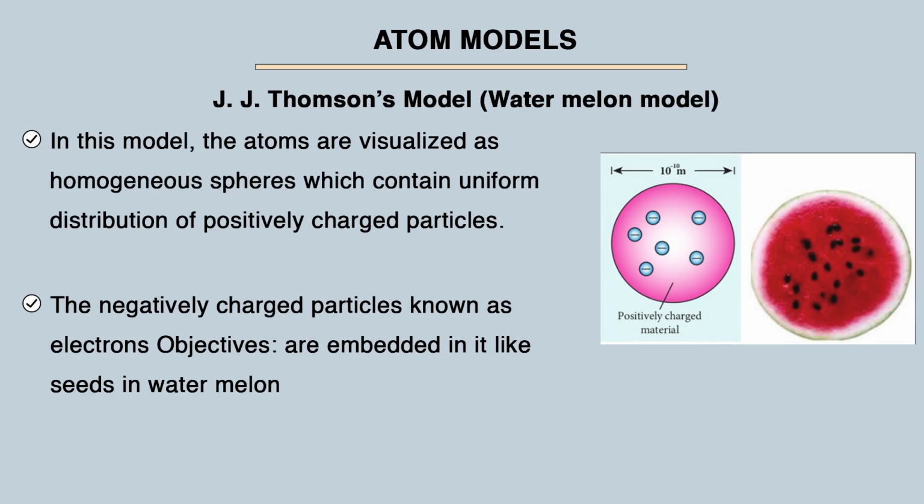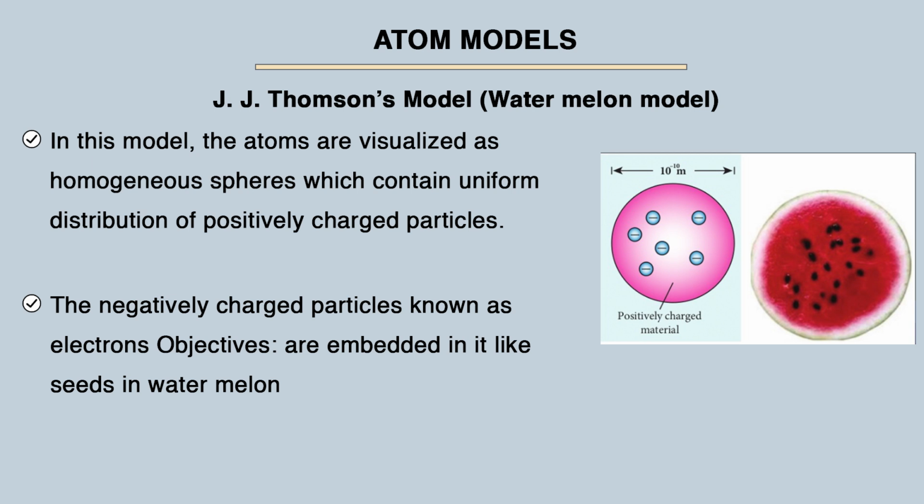And at that time, after some experiments, it was thought that the atom contains electrons and protons, and in the beginning of the 20th century we came to know about neutrons. But the question was: what is actually the structure of the atom? So, some models were given by different scientists, and it was started by J.J. Thomson. This is known as J.J. Thomson's model, and it is also known as the watermelon model.